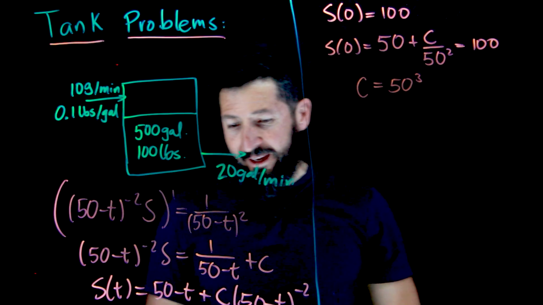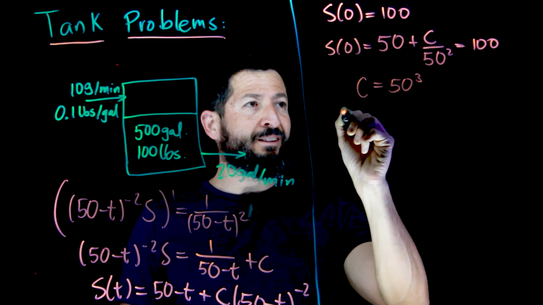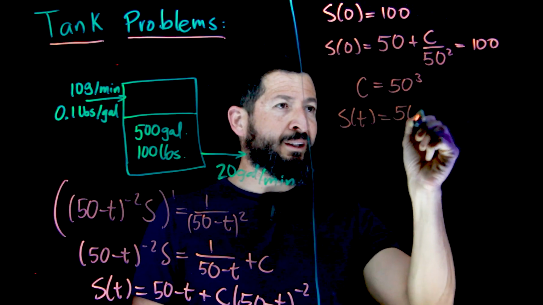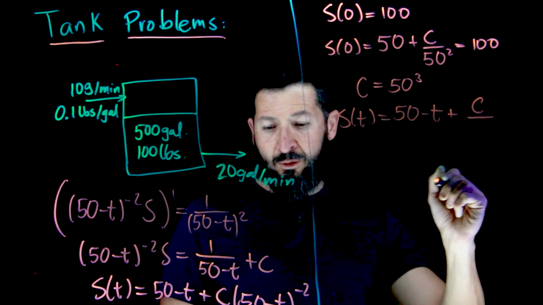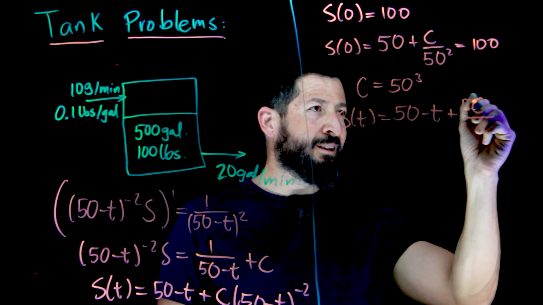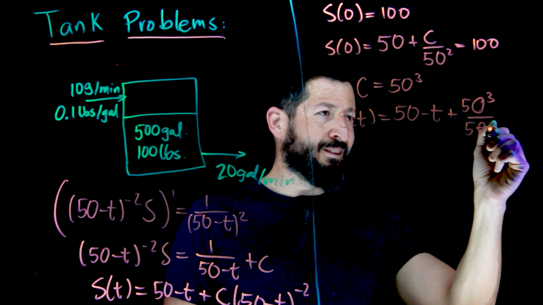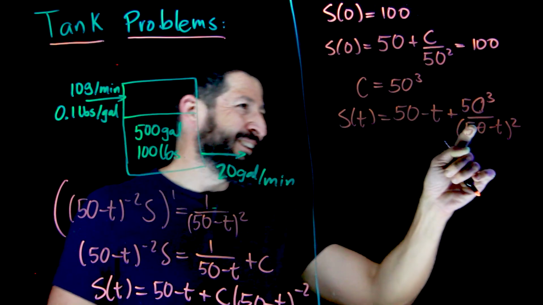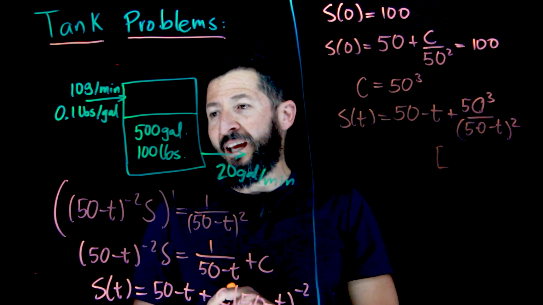Okay, great. And so I have that S as a function of time is going to be equal to 50 minus t plus C over 50 minus t squared, and C I already have, 50 cubed. But look at the magic. The magic is that this function is only valid until this thing empties.